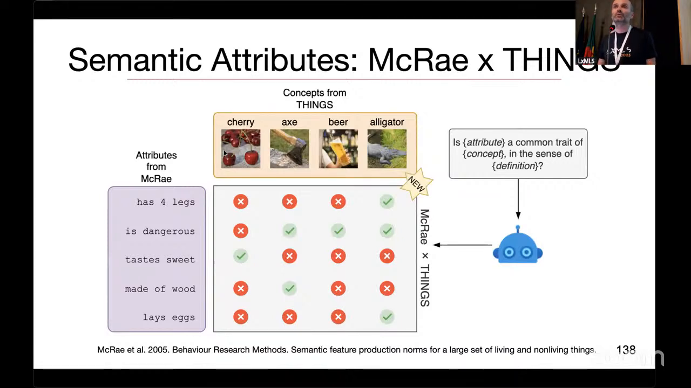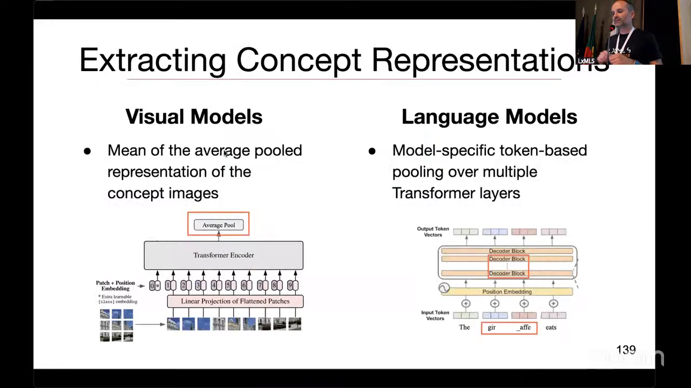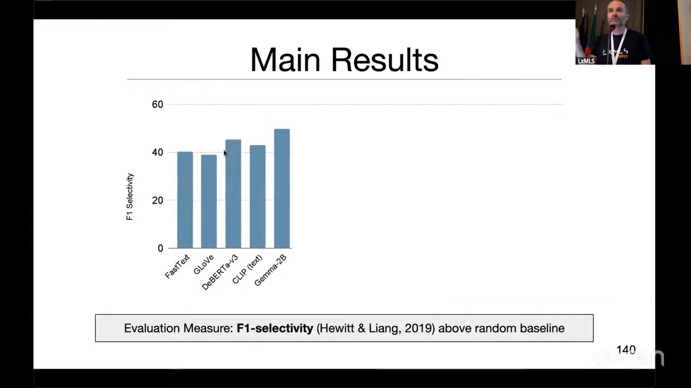And we didn't show it the images. We just wanted to work with the representation space it had of these concepts. And that cost about $90 to get all that data. Then we tried to extract visual representations using the average pool output of a vision transformer or modality-specific tokens inside the different transformer layers. In terms of the evaluation, we used F1 selectivity, which corrects for performance against a random baseline.